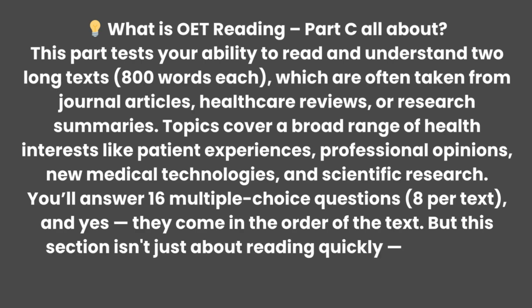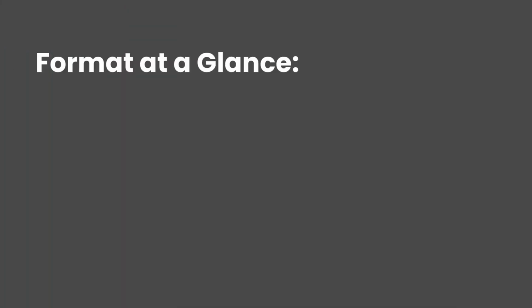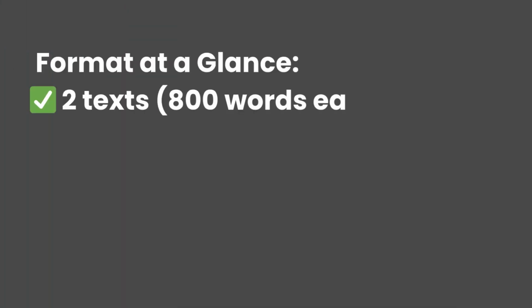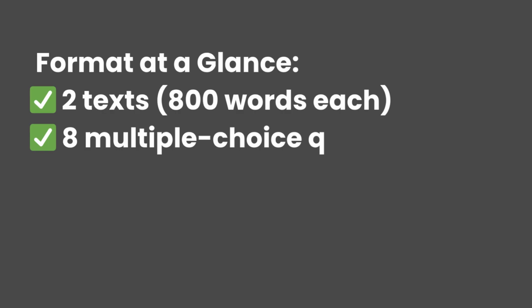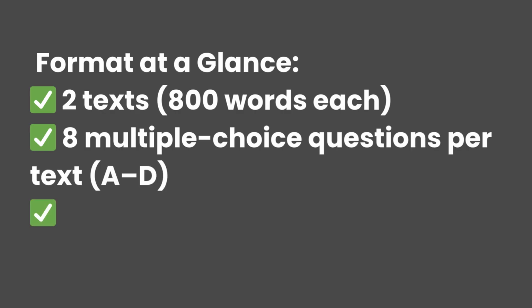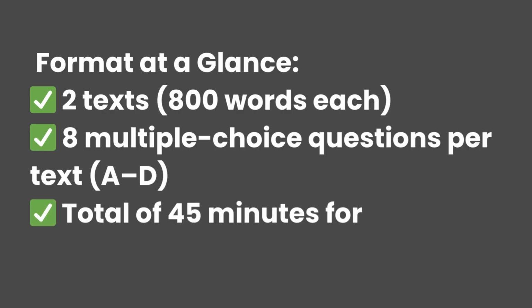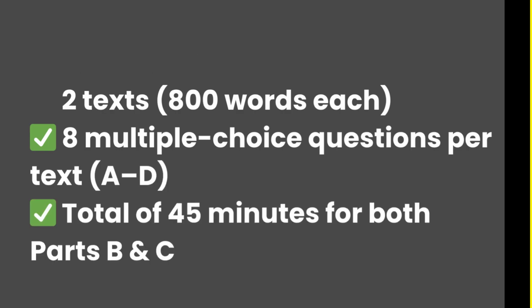But this section isn't just about reading quickly, it's about reading smart. Format at a glance: 2 texts, 800 words each, 8 multiple-choice questions per text, A to D. Total of 45 minutes for both parts B and C.